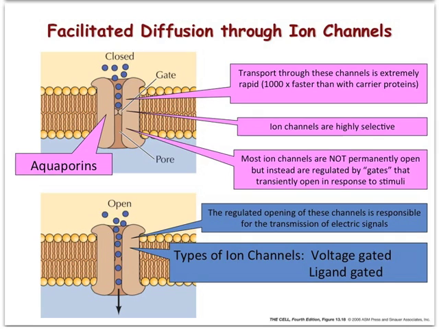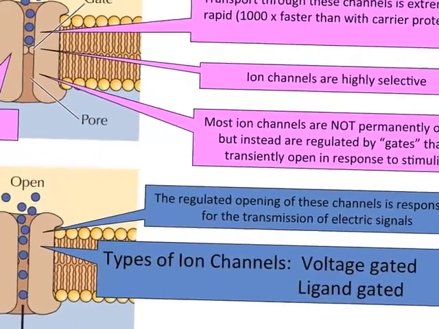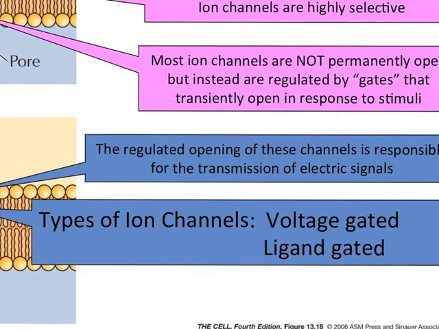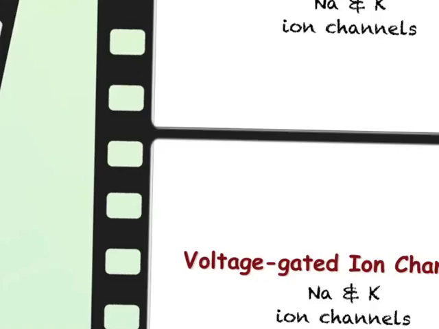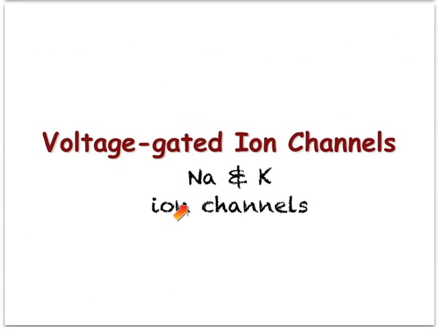Based upon the type of stimulus that is used to open an ion channel, ion channels can be classified into two different types: voltage-gated ion channels and ligand-gated ion channels. The sodium and potassium ion channels exemplify voltage-gated ion channels.